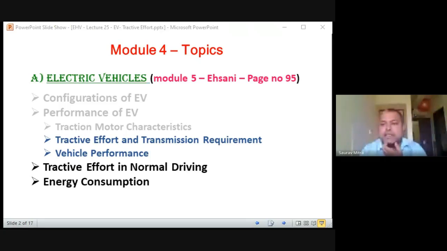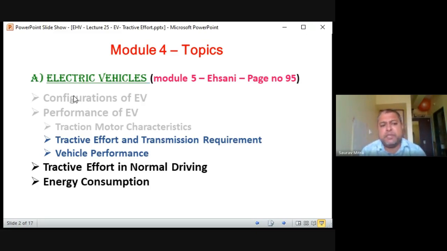In the first part on electric vehicles, there are four topics. First was the configuration of EV, that is the configuration of electric vehicles. We have seen how the primitive electric vehicle was converted to the in-wheel electric vehicle. There were six models, six modules that we discussed yesterday, that is the evolution of the electric vehicle from the initial primitive electric vehicle to the modern day in-wheel electric vehicle.